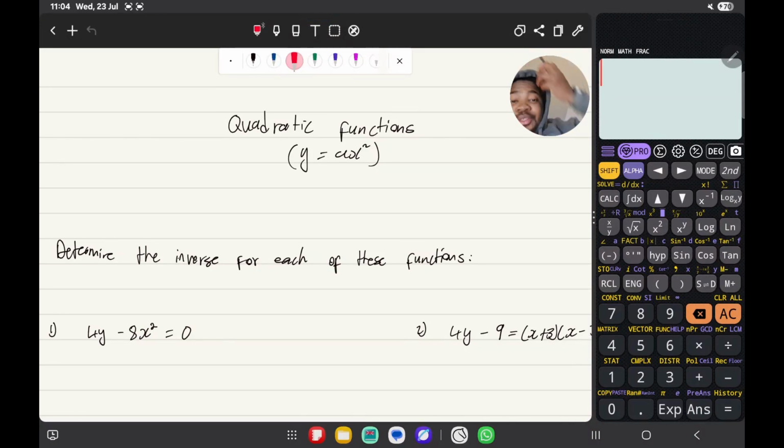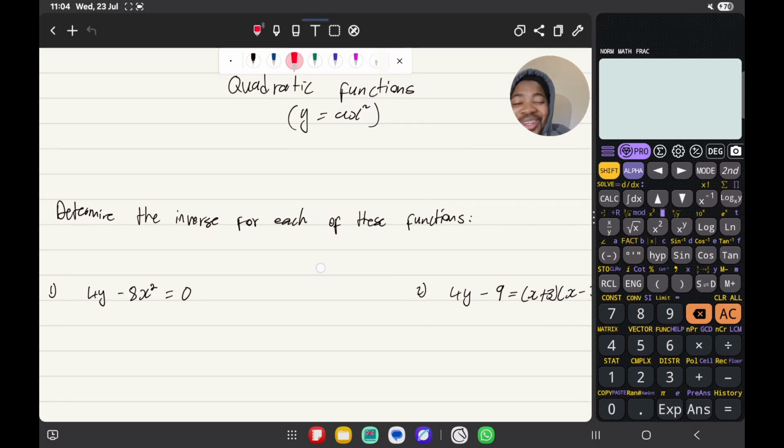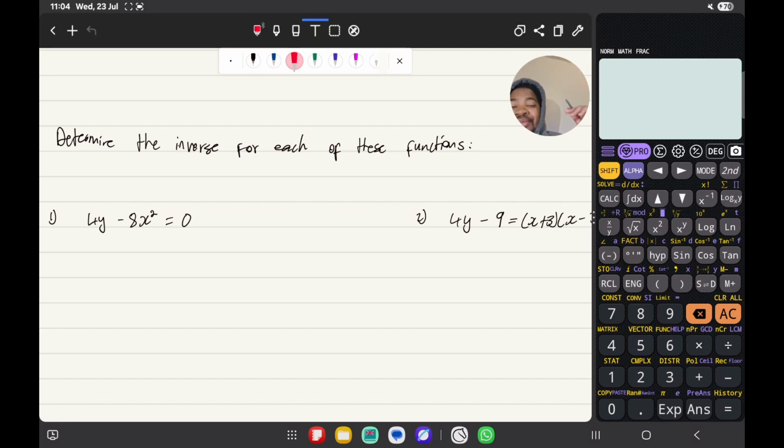Hey guys, so let's work it out. We have quadratic functions now. And remember, we are still talking about inverse functions. So yeah, inverse functions. Let's dive in.